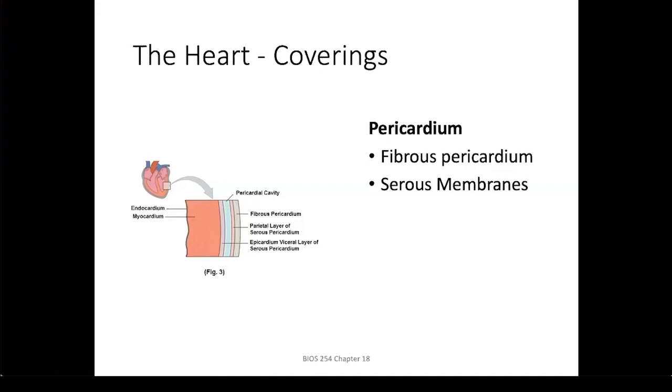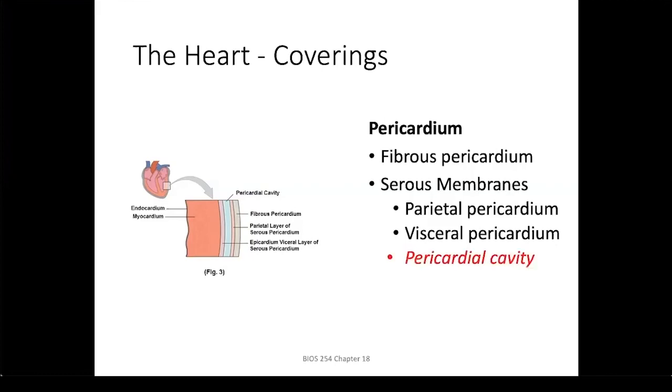Deep to that is the serous membranes. It consists of two layers. The outer or superficial layer, the parietal pericardium, and the inner or deeper layer, the visceral pericardium. The visceral pericardium clings to the surface of the heart. The term viscera refers to the organs in the ventral cavity.